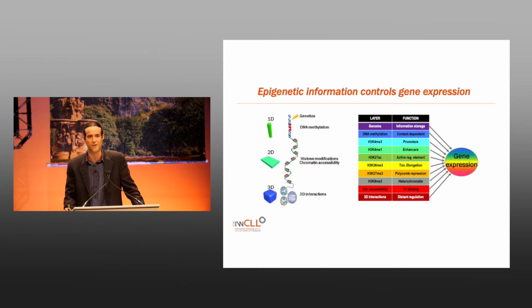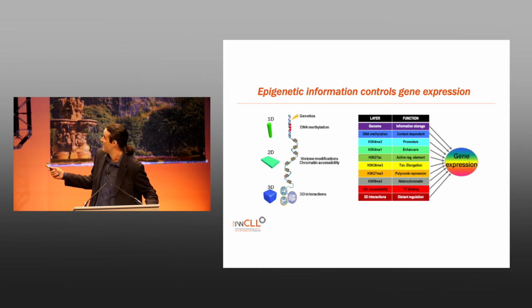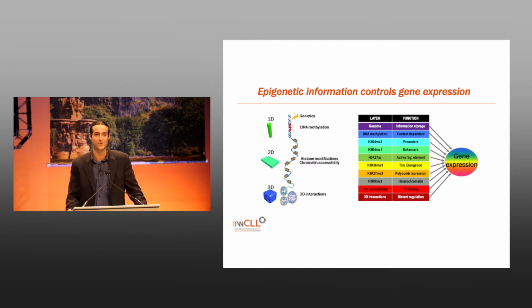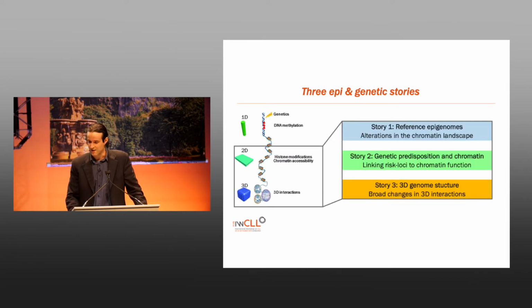So the marks that actually correlate the most with gene expression are K4 trimethylation, K4 monomethylation, K27 acetylation, chromatin accessibility, and the three-dimensional structure of the genome. I will tell you today briefly three stories related to chromatin: in two dimensions with the histone modifications, and in three dimensions by learning how these 2 meters of DNA that we have in each cell are creating a network within the cell nucleus that becomes deregulated also in the context of disease development.